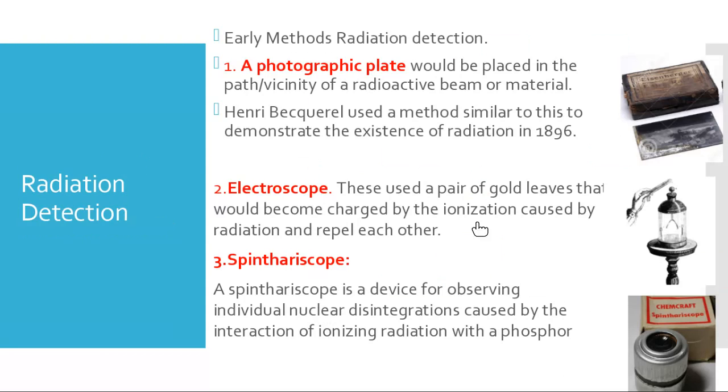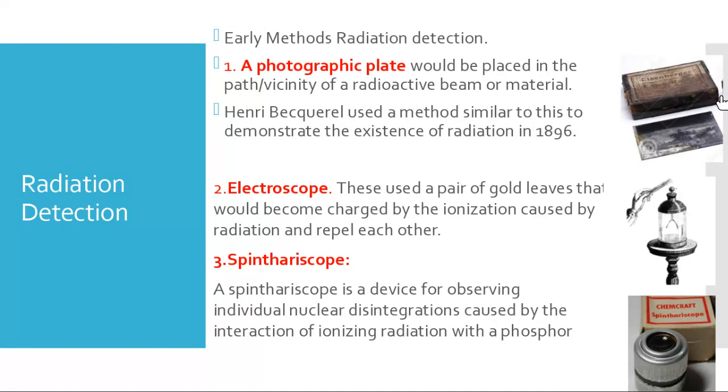Back to history, we studied at secondary and intermediate schools how we can detect radiation with an electroscope. It's easy. We have two gold leaves. When X-rays pass through this area, they ionize the air and discharge this part. Or a photographic plate, also in the past, during the first days of radiation discovery, was used for radiation detection.